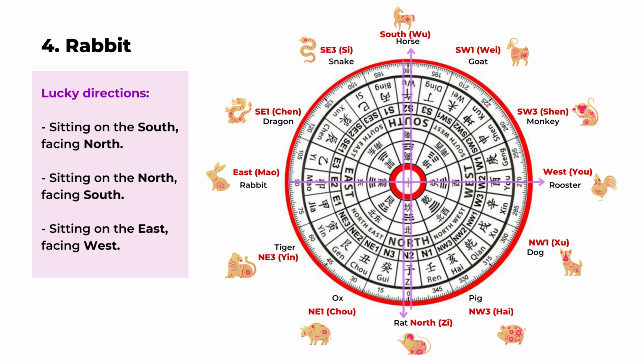For the lucky directions, you can see the chart. The north and south are very lucky, either facing north or facing south. Another lucky direction is sitting on the east and facing west. So when you are sitting on your own animal sign direction, it is lucky for you.